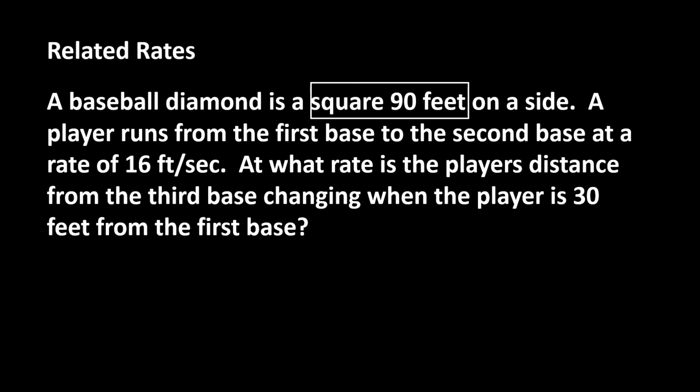Also, there's a player that is running from the first base to the second base, and he is running at a rate of 16 feet per second. So from our previous discussion, we know that every time there's a unit of feet per second or meters per hour, they are derivatives. So 16 feet per second is a derivative. The problem is asking for the rate of the player's distance, so pay attention to that. Our ultimate goal is to find the rate of the player's distance, and the distance is measured from the third base to the player. We are also given that a player is 30 feet from the first base.